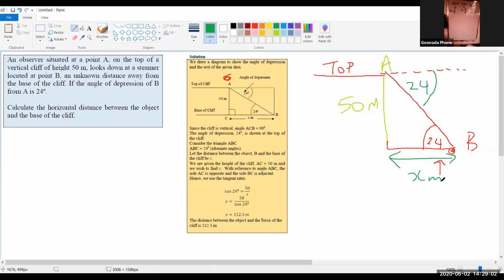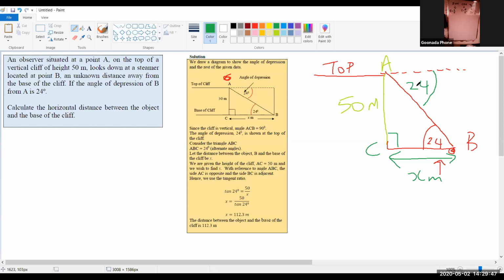Yes, sir. All right, so let's redefine this here now. Since the cliff is vertical, angle ABC, so it's C we're talking about, which is this point here, is equal to 90 degrees. So let's make it known as a 90-degree angle. The angle of depression, 24 degrees, is shown at the top of the cliff. Consider the triangle ABC, where angle ABC is equal to 24. So in other words, angle B is 24. Remember, it's the angle in the middle I'm talking about here, right? So as you can see, it's 24 degrees because it's an alternate angle. You follow?